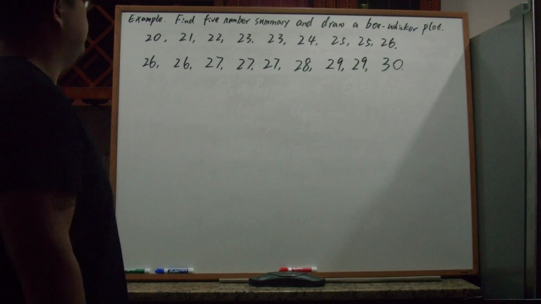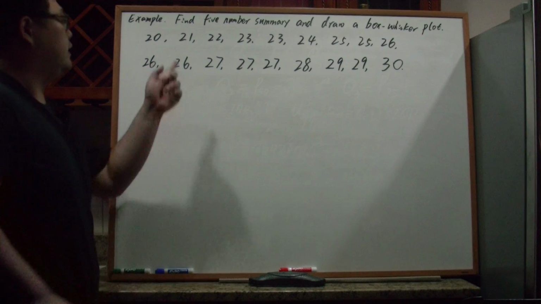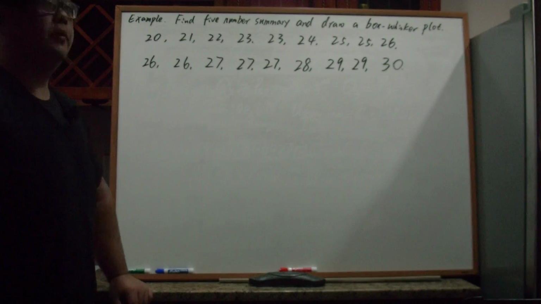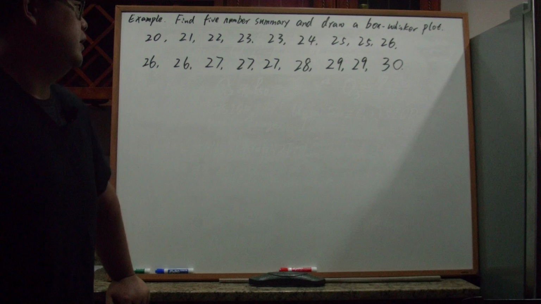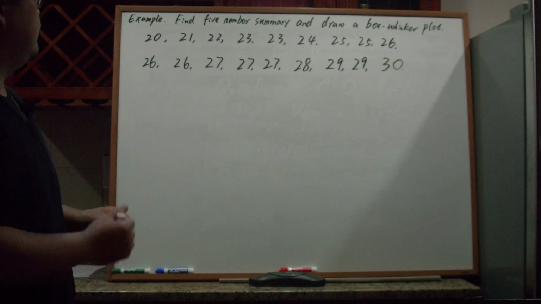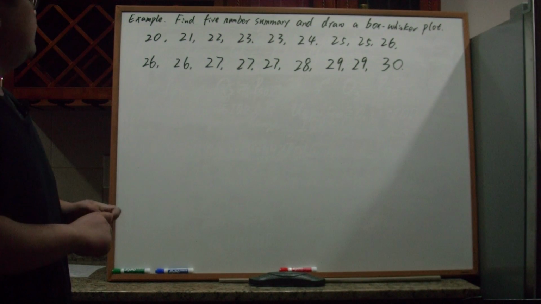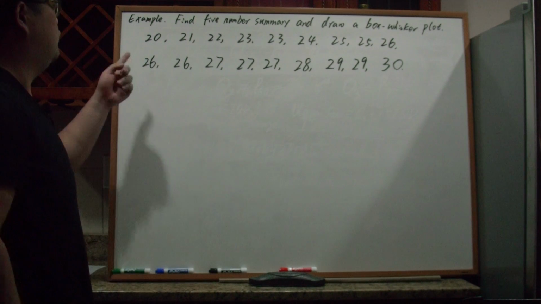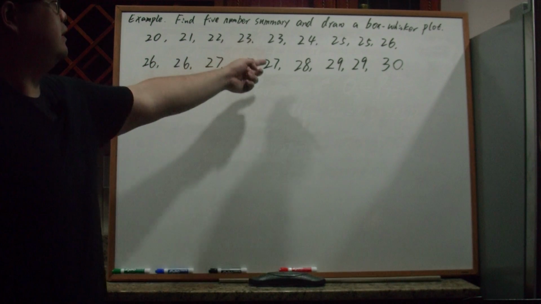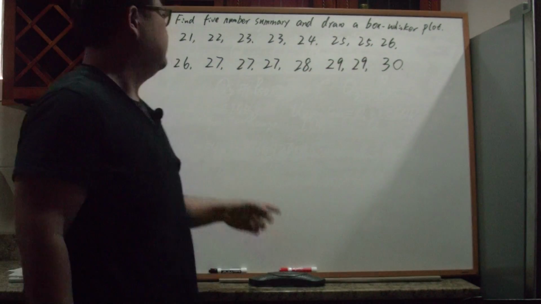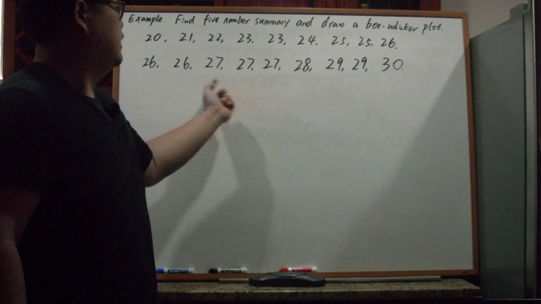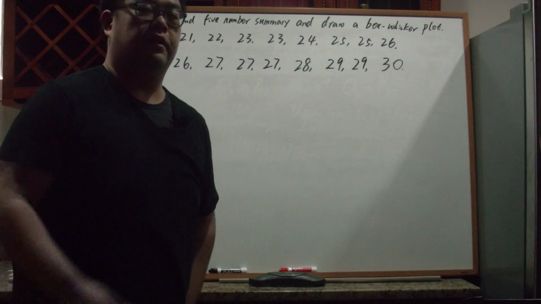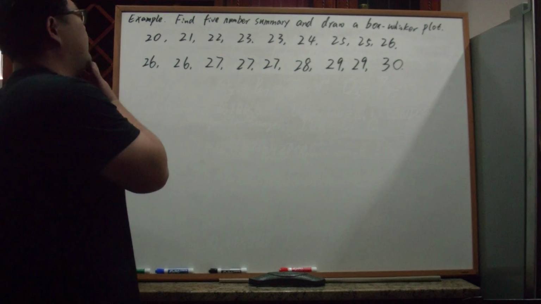We're going to discuss the 5-number summary and the box whisker plot today. We have the data set, and in this case it's well arranged: 20, 21, 22, 23, 24, 25, 26, 27, 28, 29, and 30. Let's count.